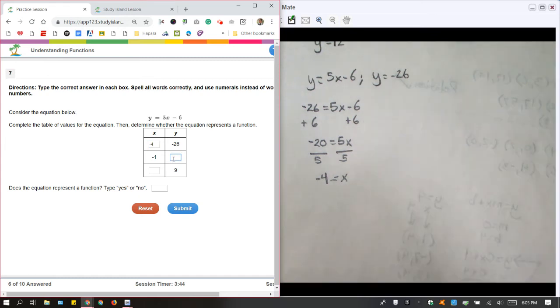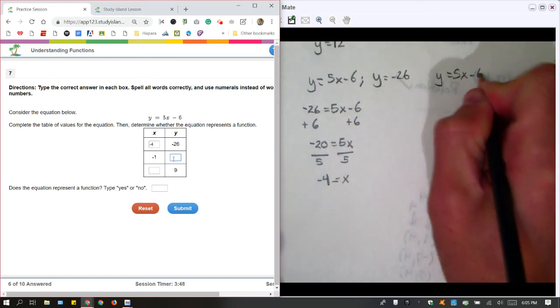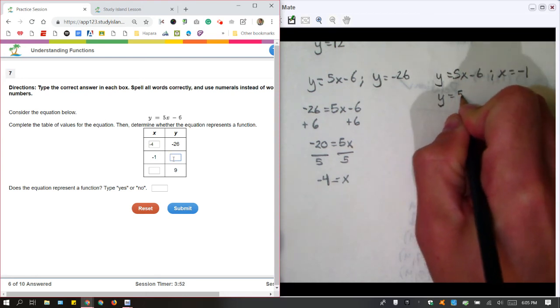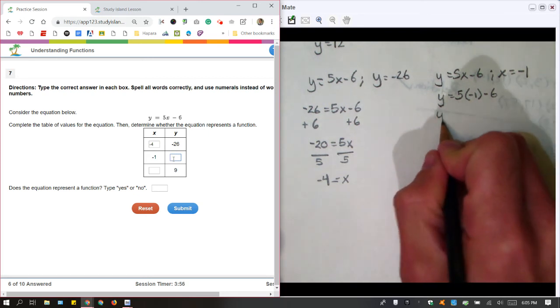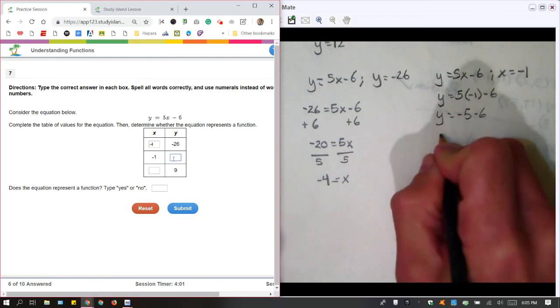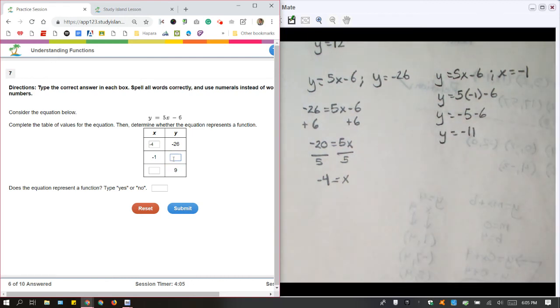What about if x is -1? Again, we've got y equals 5x minus 6, and now x is -1. So y equals 5 times -1 minus 6. So y equals 5 times -1, which is -5, minus 6. So y equals -11. So when x was -1, y was -11.